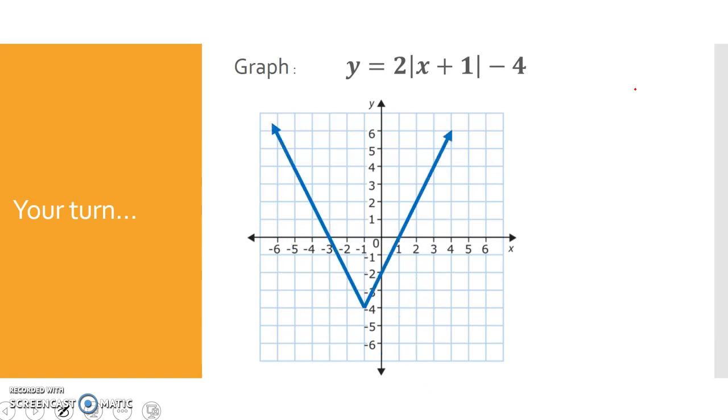Let me show you what this graph would look like. The 2 makes it twice as tall. The x plus 1 moves it 1 unit to the left, so the vertex would be here. And then the minus 4 moves it down 4 units. So the vertex is here, and it's twice as tall. So instead of going over 1 and up 1, I'm going over 1 and up 2. And you can see how that V gets the way that it does because of those different transformations.